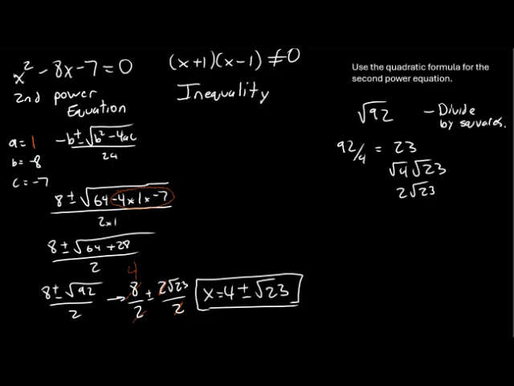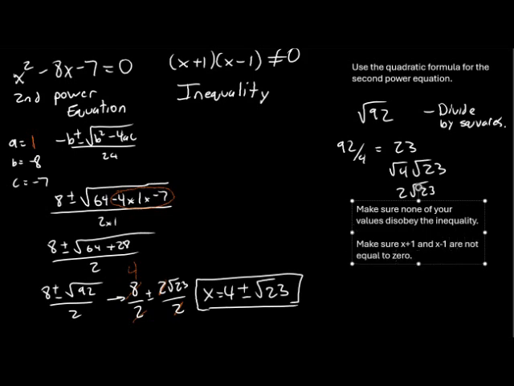However, when you solve a rational equation, you need to make sure that none of your values disobey the inequality. So let's also look at the inequality. We have to make sure neither x plus 1 nor x minus 1 will give us 0. We're going to solve that inequality to find our restricted values.